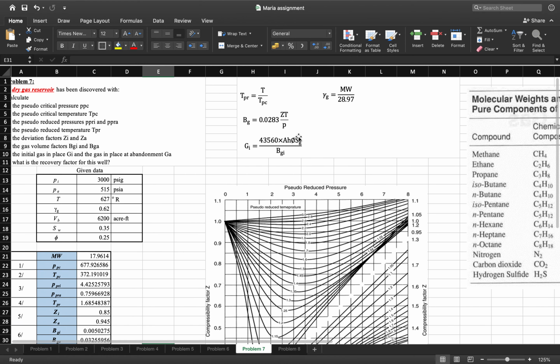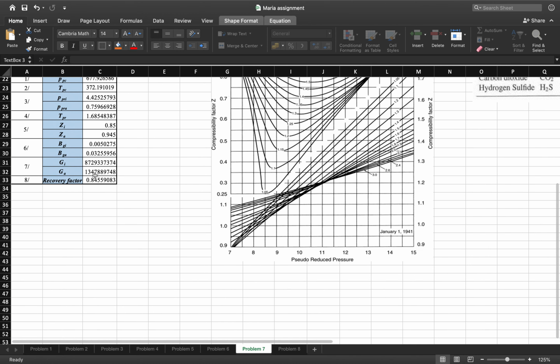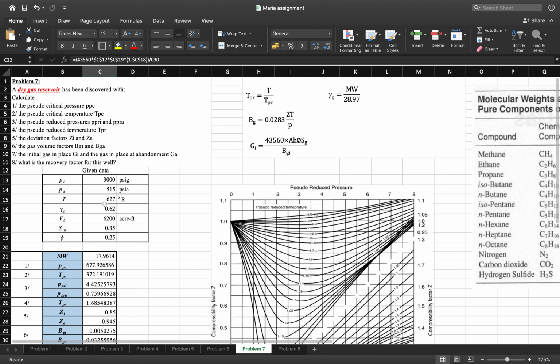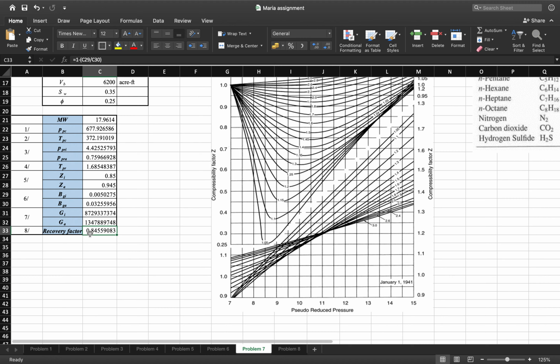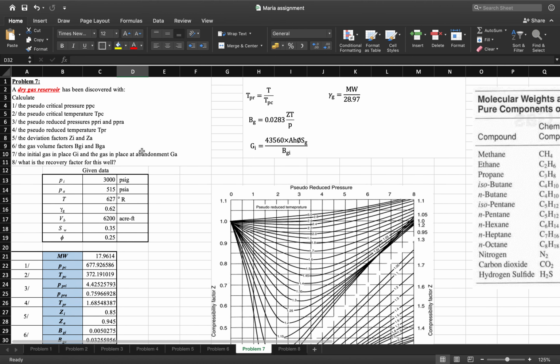Alright, and continue with the G. The given data already gives you the area, the H, the porosity, and the gas saturation. You already calculate this one, so you get this one. Easy. And the last one, you will calculate the recovery factor for this well. So the recovery factor is equal to 1 minus BGI divided by BGA. So here are all the results for problem 7.